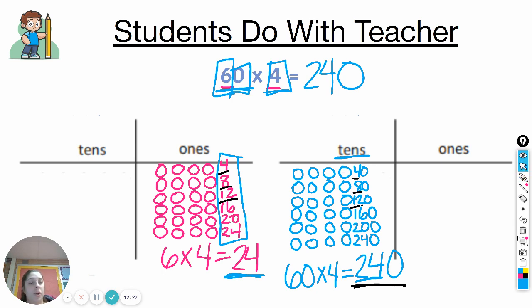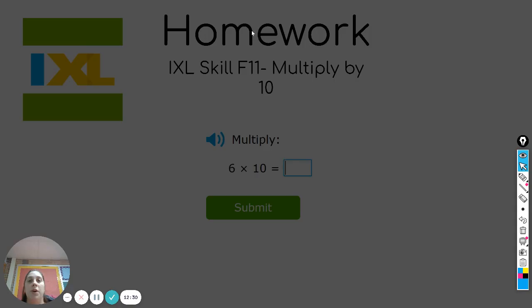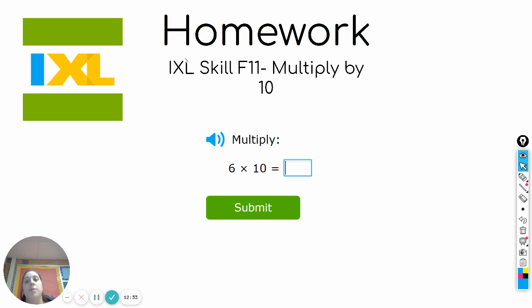You can go ahead and erase your whiteboards now. We're going to move to where you are practicing alone. So we're doing IXL skill F11, which is multiply by 10. So you see an equation here, and what you might notice is that this is 6 times 10. Okay? So it's just going to be like doing 6 times 1 and then adding a 0 at the end. So 6 times 1, we know any number times 1 is itself. So 6 times 1 would be 6, and then add a 0 at the end. So 6 times 10 is 60. Go ahead and begin.